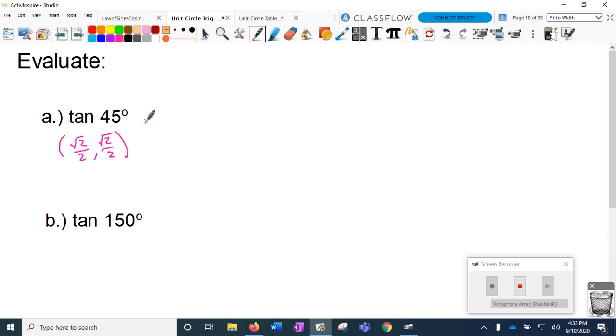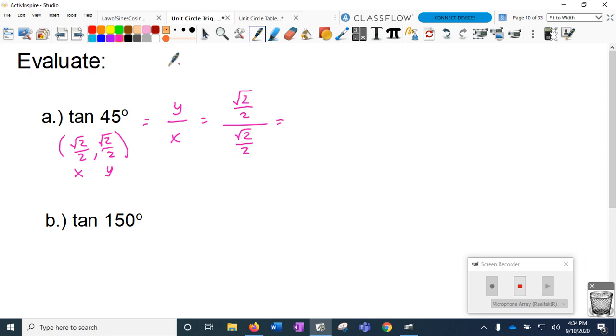Okay, so again, if I want to do tangent of 45, I'm going to do the y value over the x value. And I'm going to come up with square root of 2 over 2 over square root of 2 over 2. Okay, now don't think too hard on this one. What happens when you take something and divide it by the exact same thing? Something divided by the exact same thing should turn out to be 1. But let me go through the math.